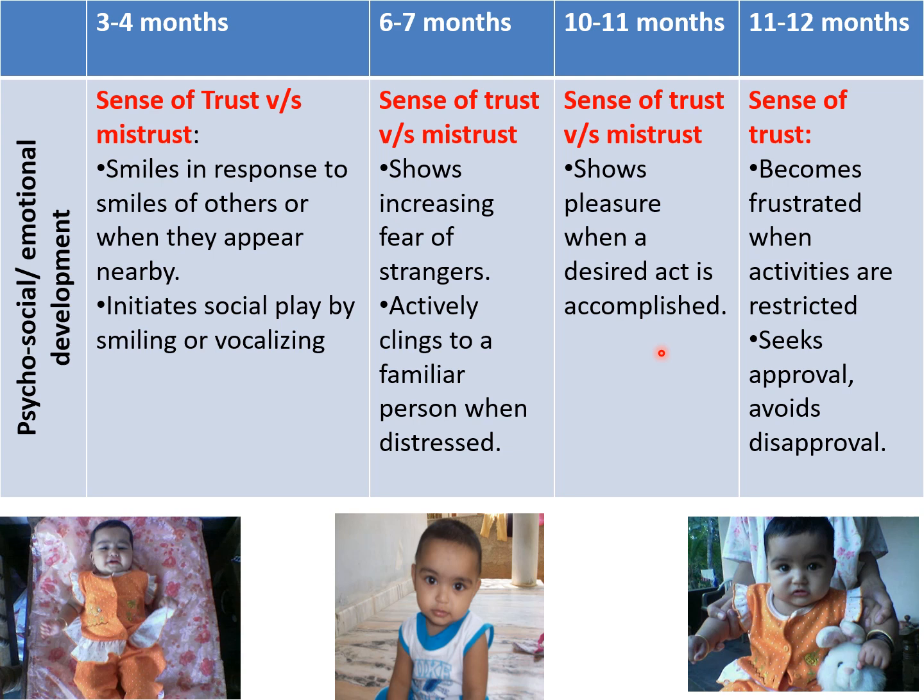At 10 to 11 months, they show pleasure when a desired act is accomplished. When they have received some toys, they will show pleasure. Or when the mother has gone somewhere outside and comes back, they show pleasure. At 11 to 12 months, they become frustrated when activities are restricted by someone. And they always seek approval from the parents. Parents say yes, no, they like that. And they avoid disapproval.